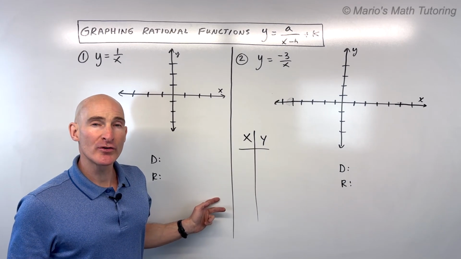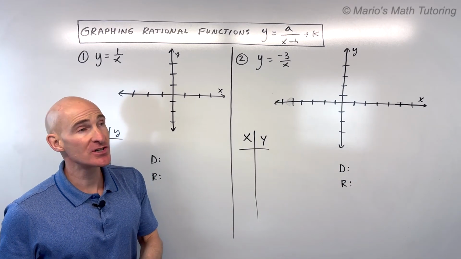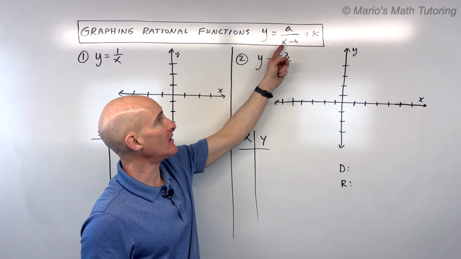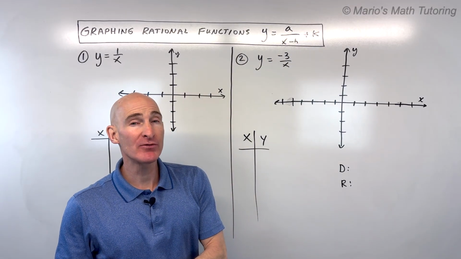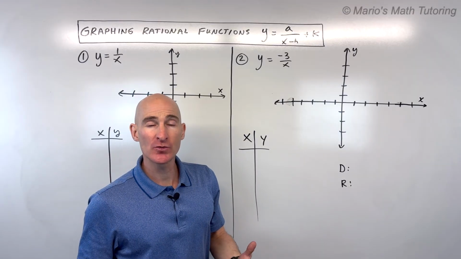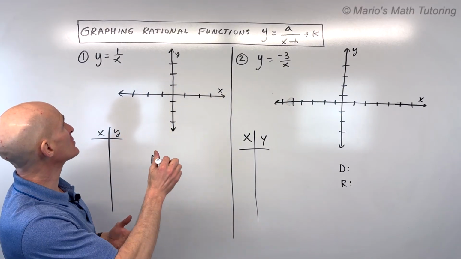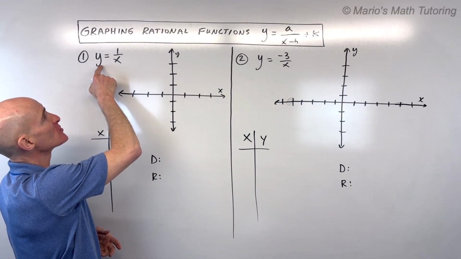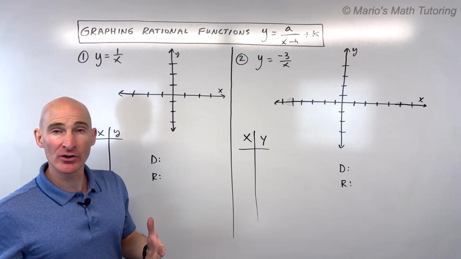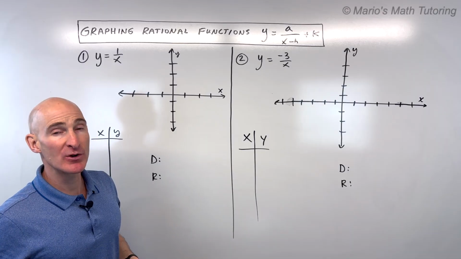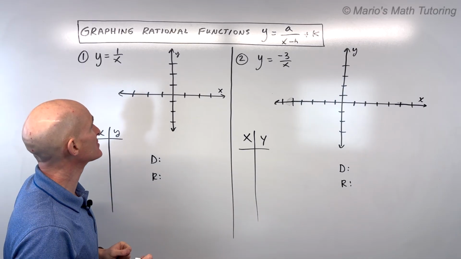In this video, we're going to learn how to graph rational functions in the form y equals a over x minus h plus k. We're going to go through 4 examples together, and I'm going to show you how this works. So the first thing we want to do is look at what's called the parent function, which is y equals 1 over x. And when you graph this, it looks like what's called a hyperbola, which has 2 branches to it, and I'll show you how this works.